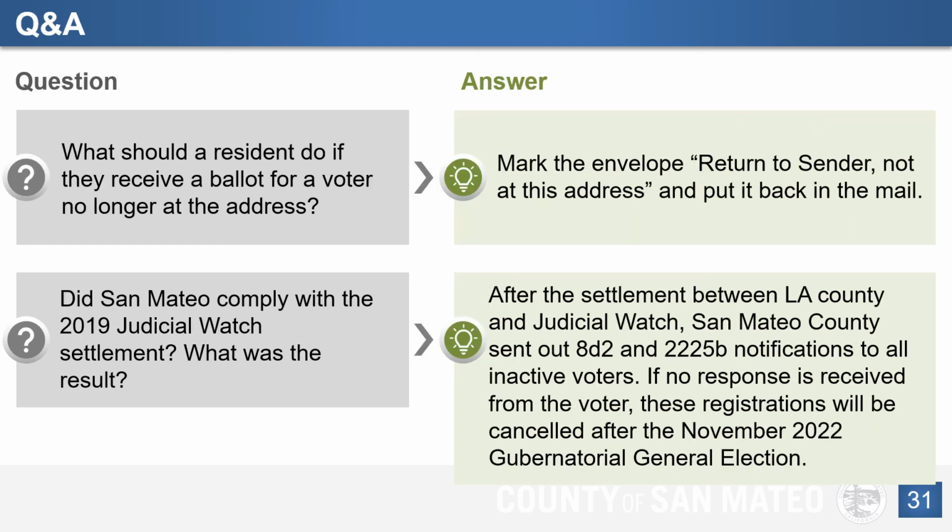Question: what should a resident do if they receive a ballot for a voter no longer at the address? Answer: mark the envelope returned to sender, not at this address, and put it back in the mail.